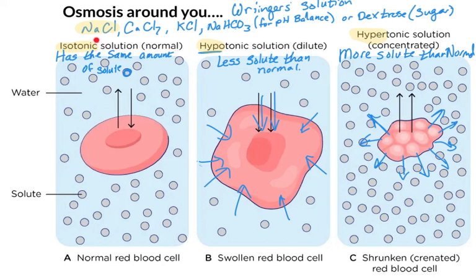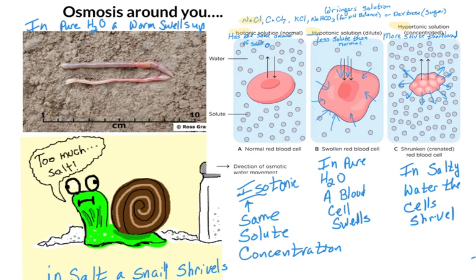So it's very important in medical settings to always make sure that you have an isotonic solution when you're using an IV. Hopefully that helps you understand a little bit more about osmosis.